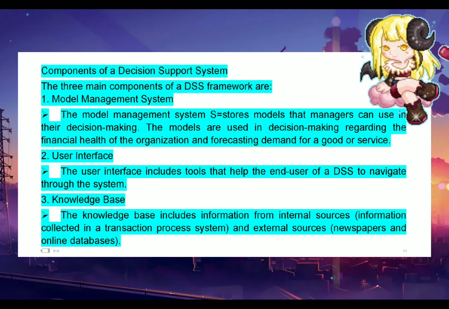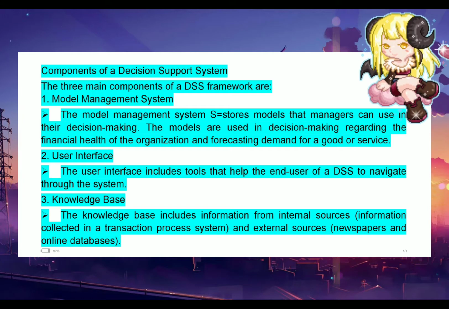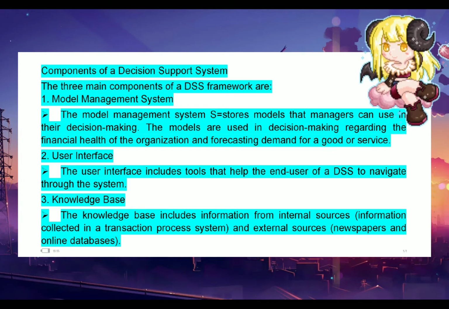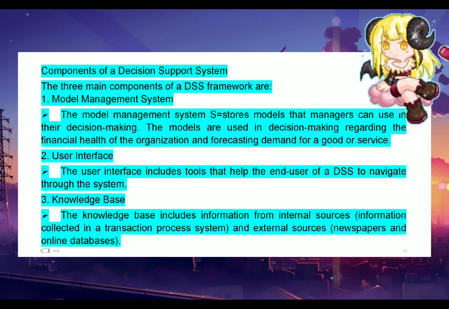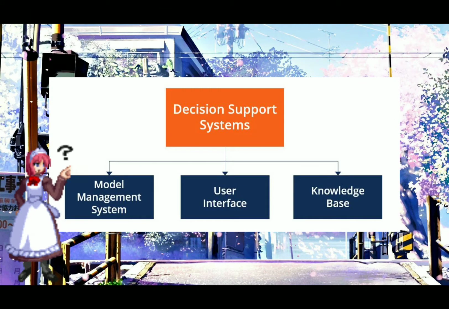The user interface includes tools that help the end user of a DSS to navigate through the system. Then the third is the knowledge base. The knowledge base includes information from internal sources, information collected in a transaction process system, and external sources, newspapers, and online databases. Take a look at this diagram to give you an idea.